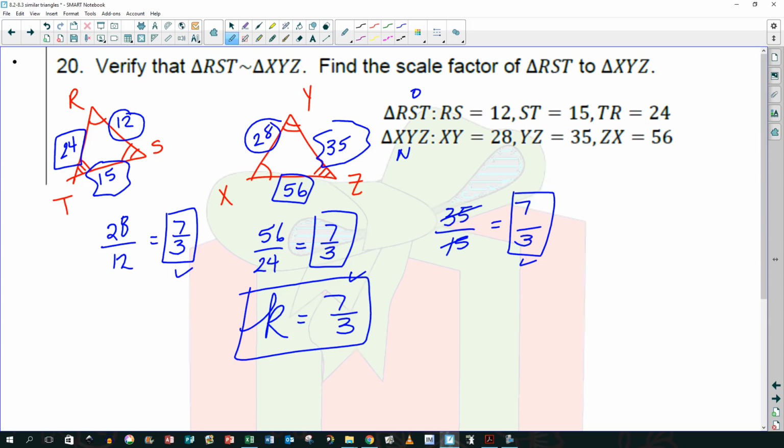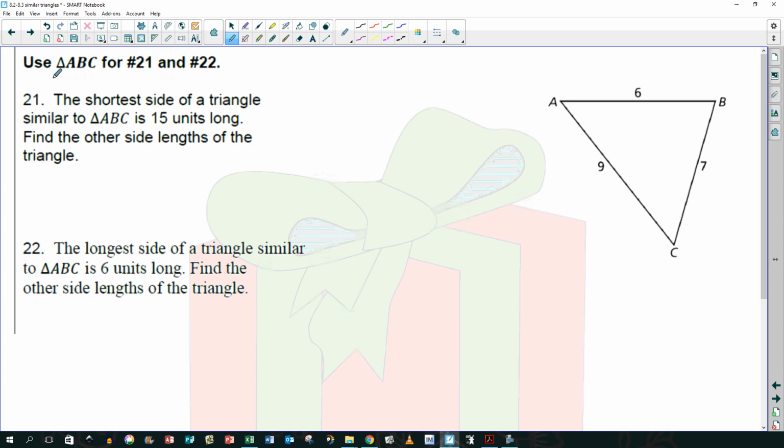All right. Of RS. Okay. I guess scale factor. So this is old, this is new. Yeah. All right. 21. The shortest side of a triangle is similar to triangle ABC. It's 15 units long. Find the other sides of the triangle. So here we've got ABC.